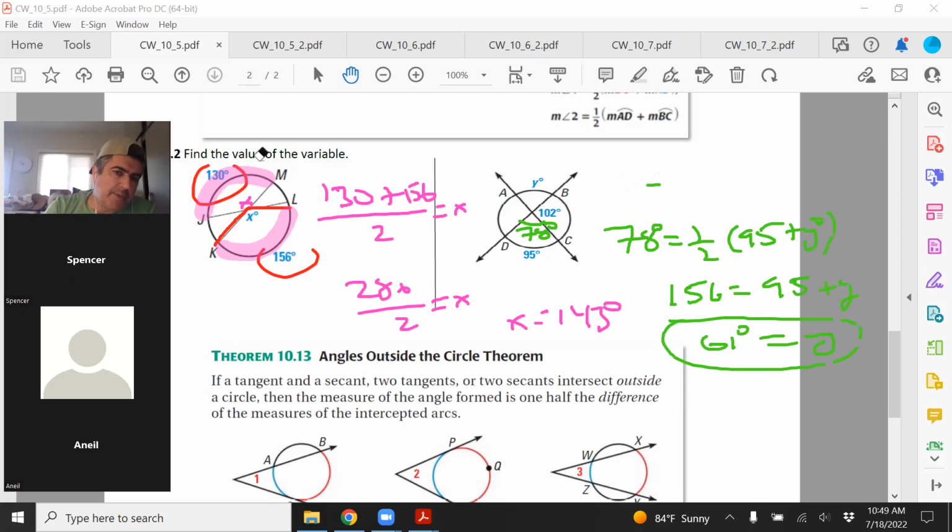Now I'll make sure you guys have a formula sheet for our test, because there's a lot of formulas in this unit. That's one of them.